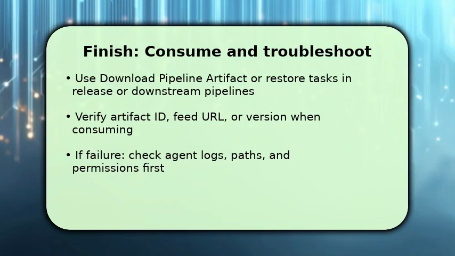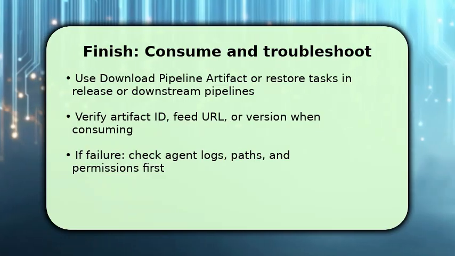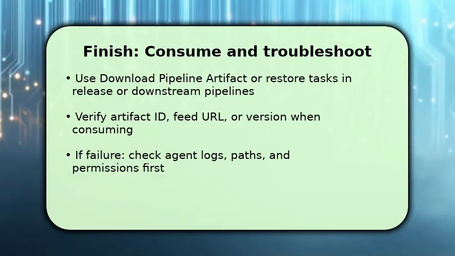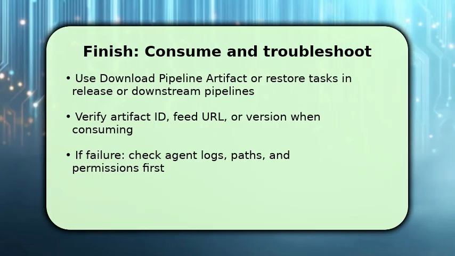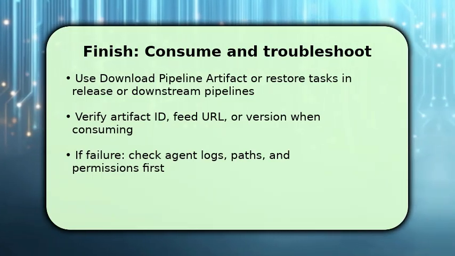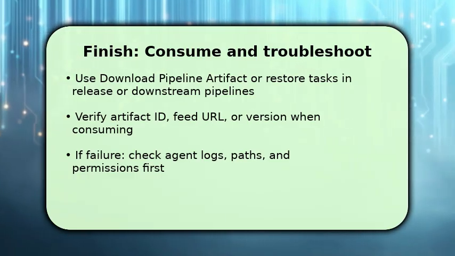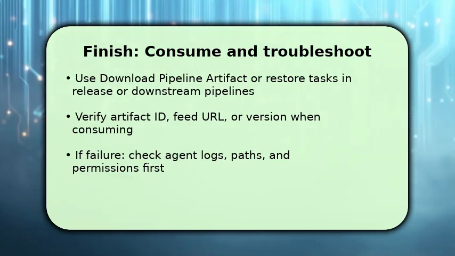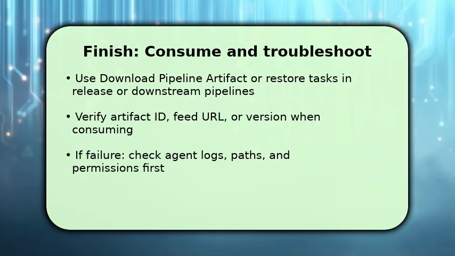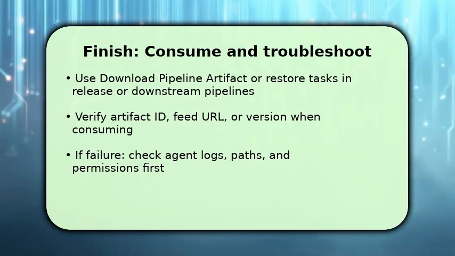To finish, wire artifact consumption into your release or downstream pipeline using download pipeline artifact, restore task, or package restore against the feed. Reference the artifact name and version you published. Make sure to update deployment jobs to point at the correct staging path so your deploy step finds files.